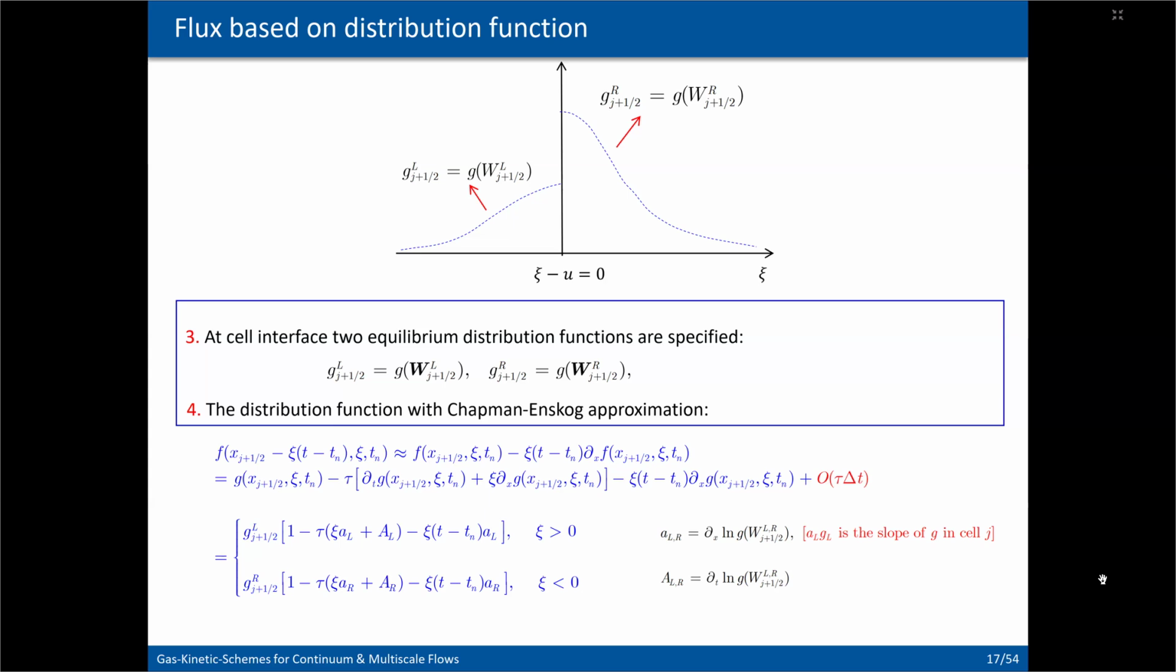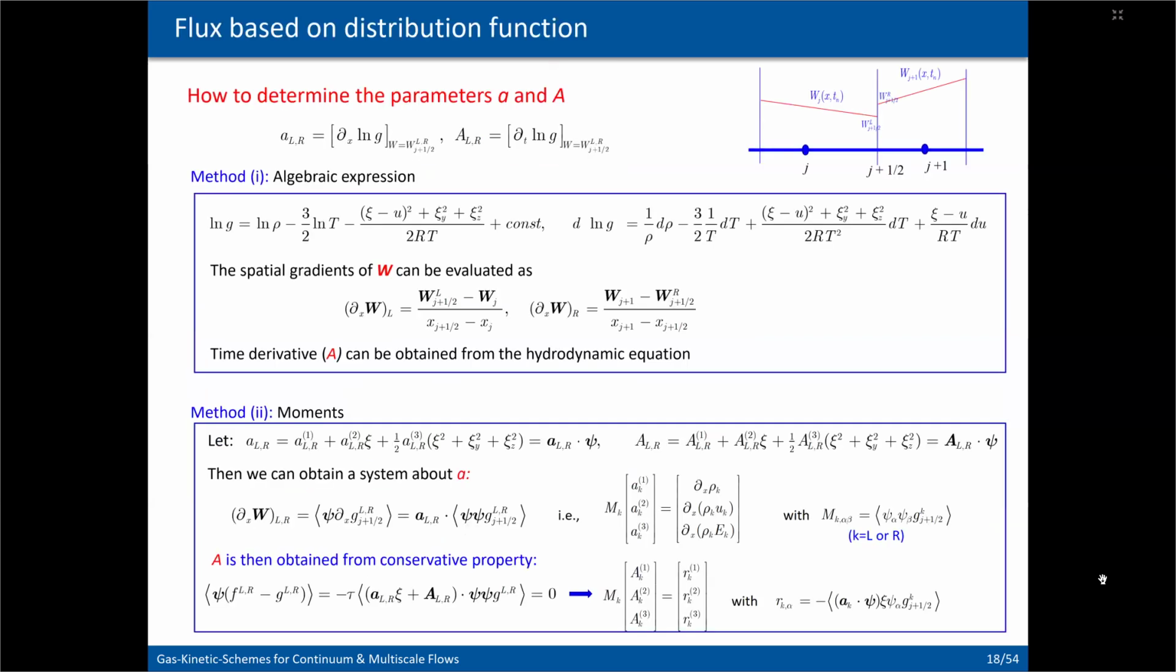And here we have 4 parameters: lowercase a and capital A, on the left and right. The lowercase a represents the slopes of the equilibrium distribution in the cell, and the capital A represents the time derivative of the equilibrium distribution function. Now, the key is how to determine these parameters. We can determine them in the following 2 ways. The first way is the explicit expression. Actually, from the expression of the equilibrium distribution function, through the time and the spatial discretization, we can obtain the expressions. Another way is to use the moment method.